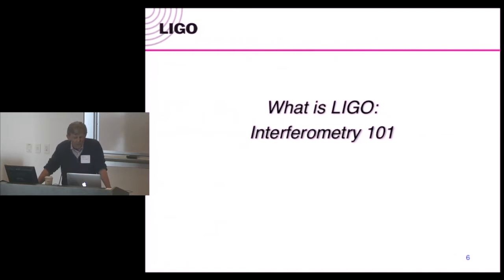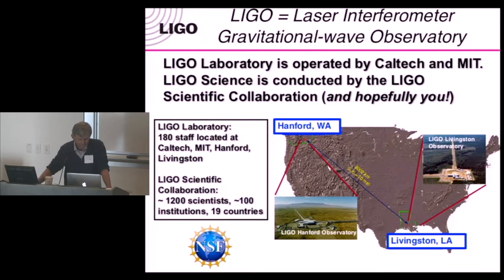So what is LIGO, and how do we detect something of that size? LIGO stands for the Laser Interferometer Gravitational Wave Observatory. The LIGO detectors were built and are operated by Caltech and MIT with help from some other institutions. LIGO science is conducted by the LIGO Scientific Collaboration, and after this workshop, hopefully you all.